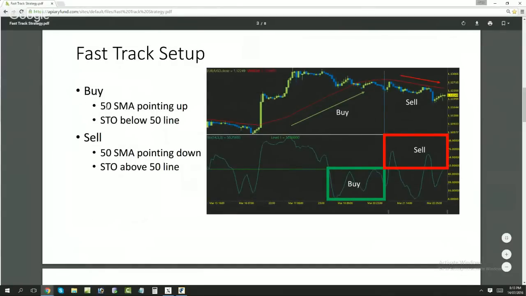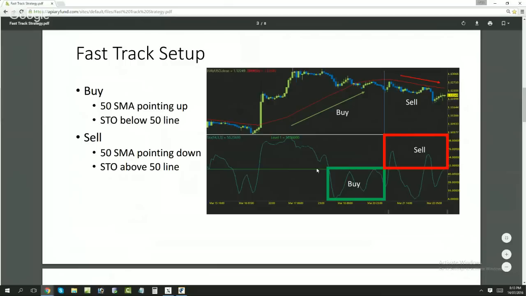So this is buy if the 50 SMA is pointing up. We need to make sure the 50 SMA is pointing up, which it is doing in this case. You can see there, it's got the green arrow and the buy there. This is for a buy, and the stochastic is below the 50 line.